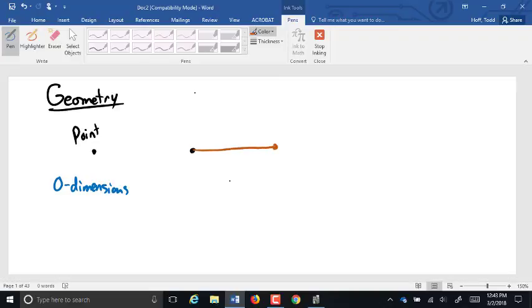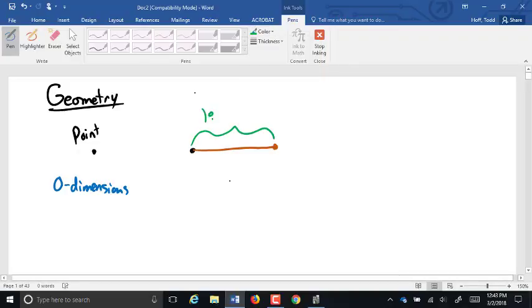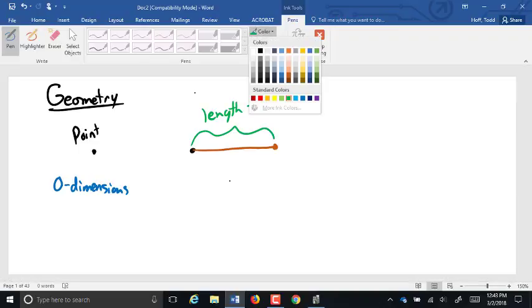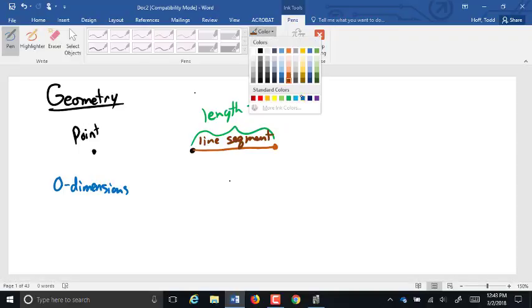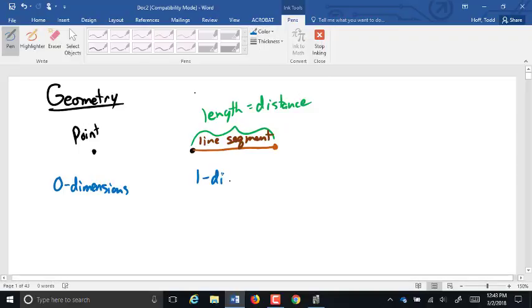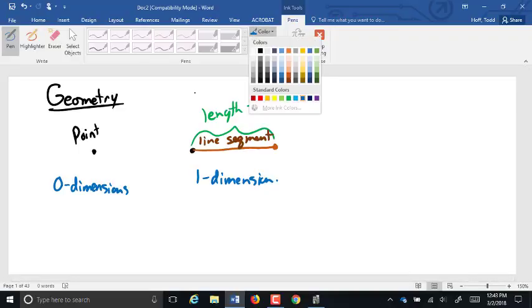We did this last semester. That was how we created a length. The length of that was equal to the distance we moved. And of course, that is technically called a line segment. And that line segment now has 1 dimension. So that 1 dimension can be thought of as we can measure it in one direction, or we moved in one direction to create it.